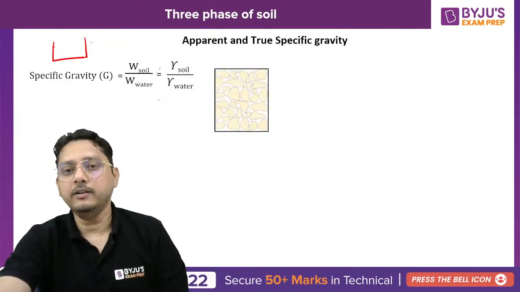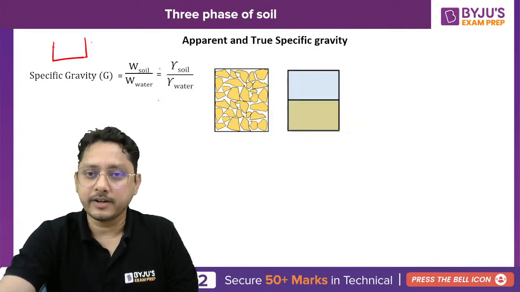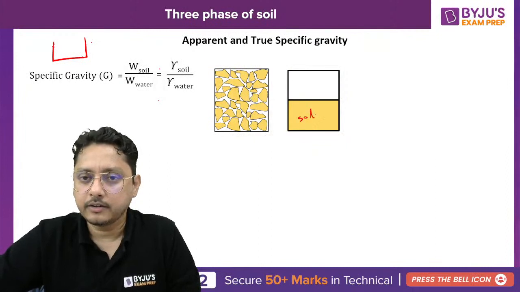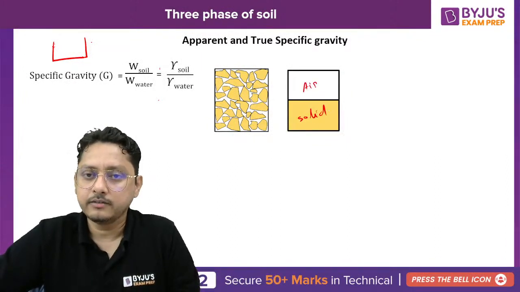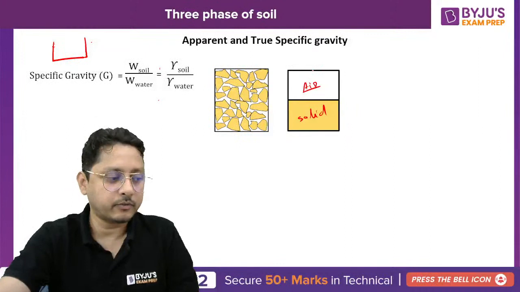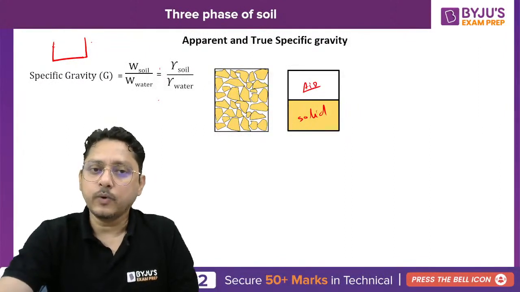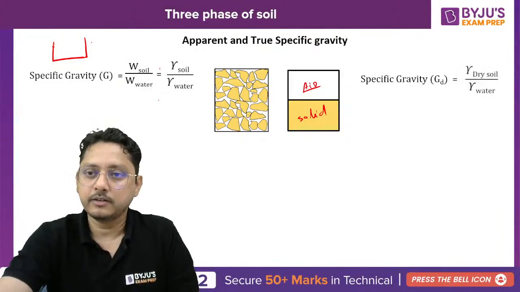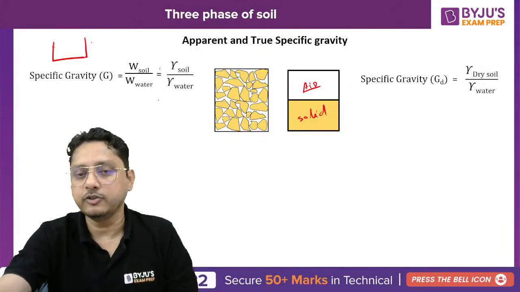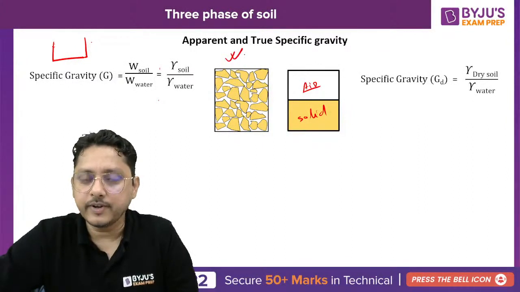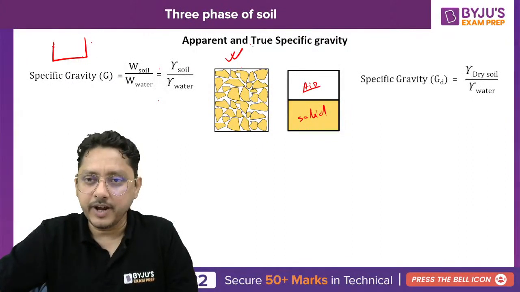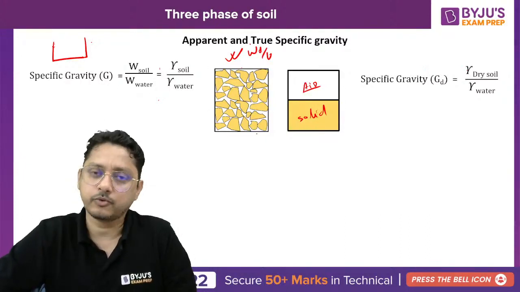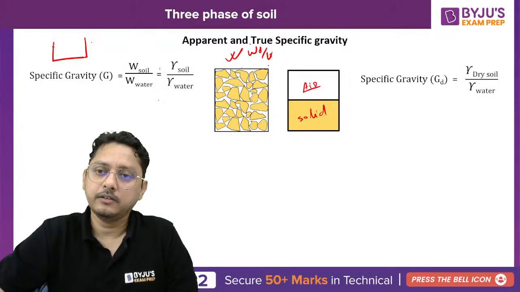Now, if I have a soil, there is no water inside it. This is the representation of the soil, a two-phase system. This is your solid and this is your air. The complete void is filled with air only. If I ask you, what is the specific gravity? The specific gravity will now become the dry specific gravity. Why? Gamma of dry soil by gamma of water. That is the unit weight of this soil. Gamma of dry soil means weight of dry soil by the volume of soil, right? Divided by gamma of water.